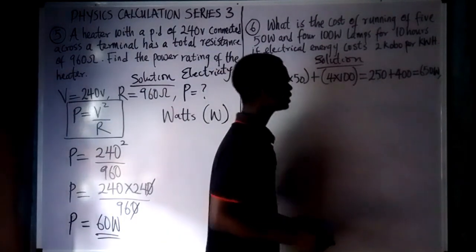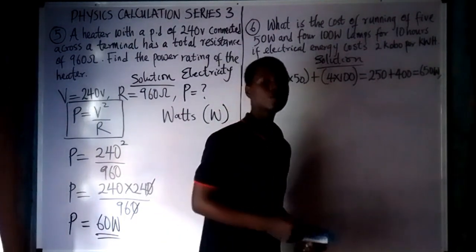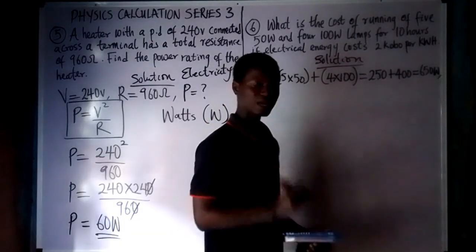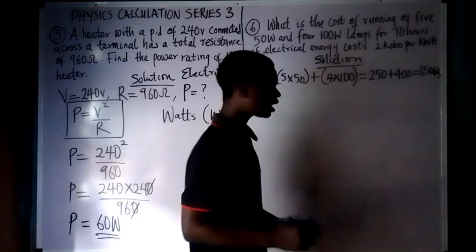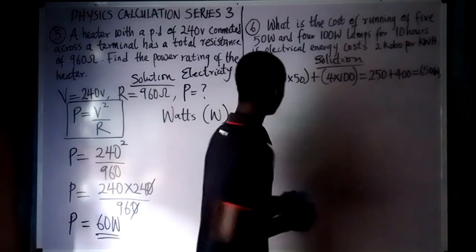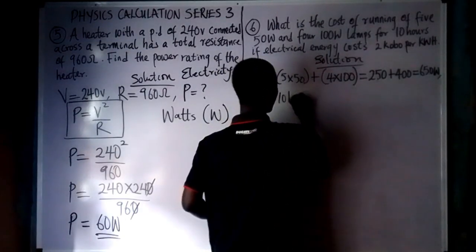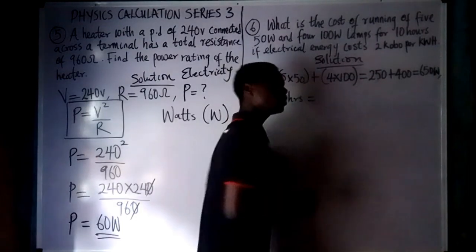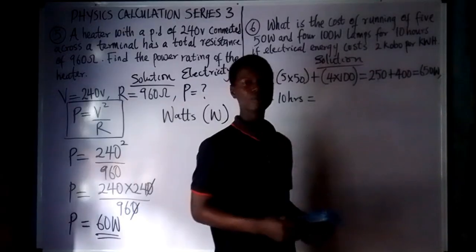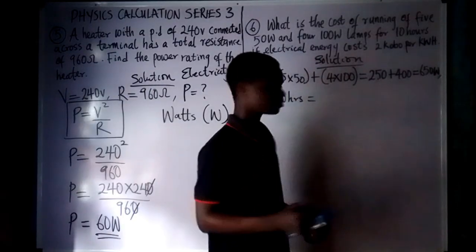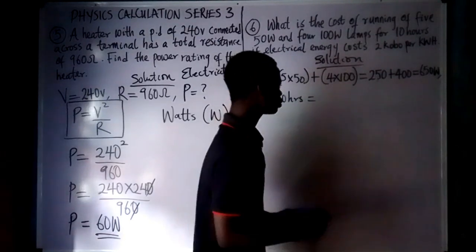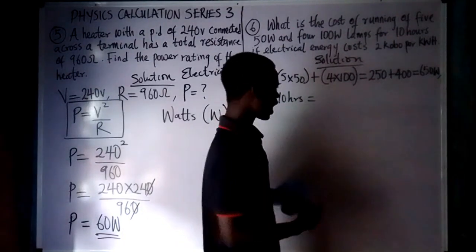Now they said, what is the cost of running the 450 lamp, 550 lamp, and 400 watt lamp for 10 hours? So we're given time in this question, true or true? Yes. The time was given to be 10 hours. Now in physics, because of the nature of this question, we don't work with hour, because hour is not the standard unit for time. So what is the standard unit for time? It's second. So we have to convert from hour to second. How do we do that?